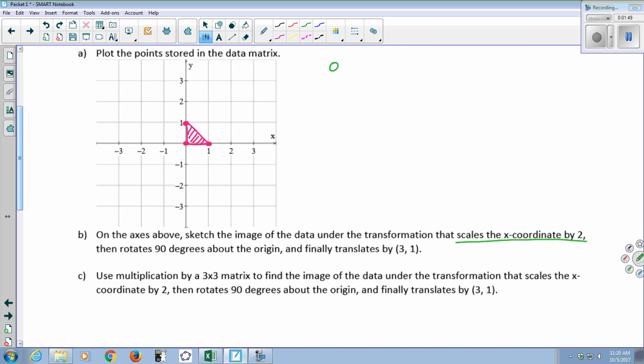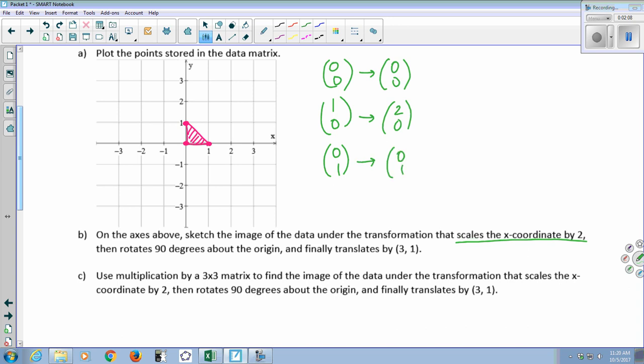So let's see, I'm going to write 0, 0, 1, 0, and 0, 1. Those are my 3 points. So if I scale the x-coordinates by 2, I'm still going to have 0, 0, because 0 times 2 is still 0. And then 1, 0 is going to become 2, 0. And 0, 1 is going to stay 0, 1, because the x-coordinate of 0 times 2 is still 0. All right, so after I scale the x-coordinates by 2, I'm going to have 0, 0, 2, 0, and 0, 1. So this is my new triangle, with the x-coordinates scaled by 2.